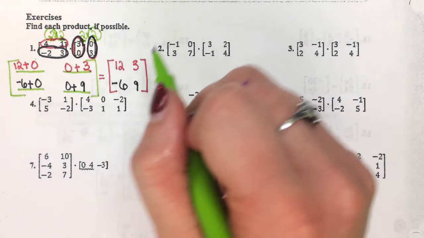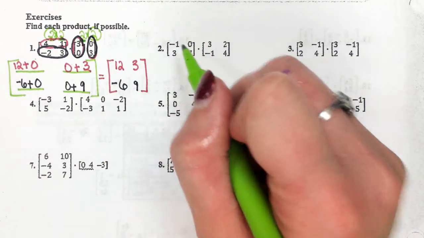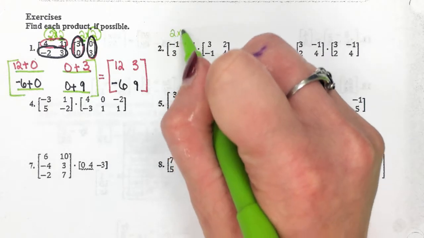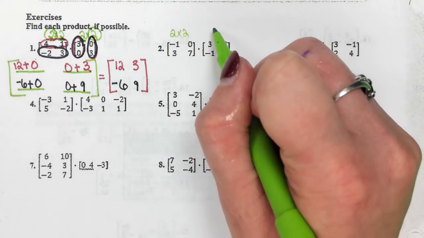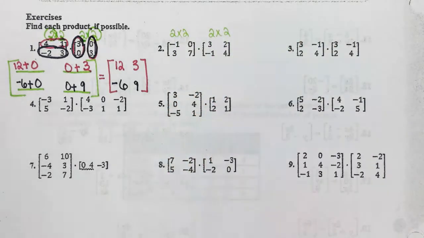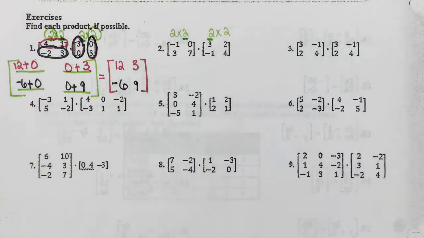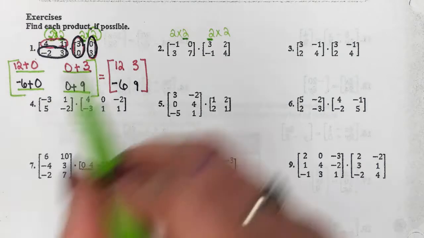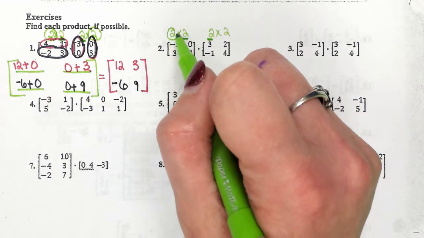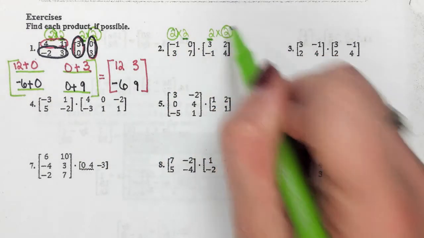Alright, here we go. Number 2. What's the dimensions of the first one? 2 by 2. Dimensions of the second one? 2 by 2. And in order to multiply them, what has to happen? There you go. Look at them. 2 and 2. I'm good to go. They're the same. So that means it's possible. I can do this. The outside numbers are my dimensions of my answer.